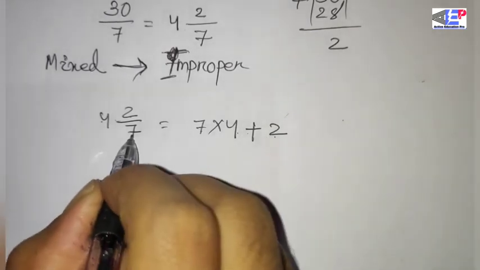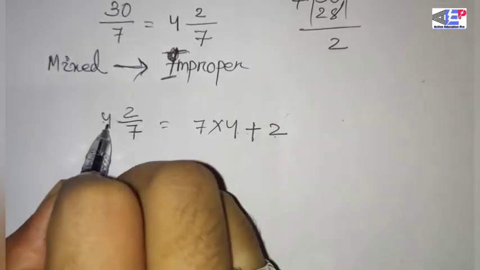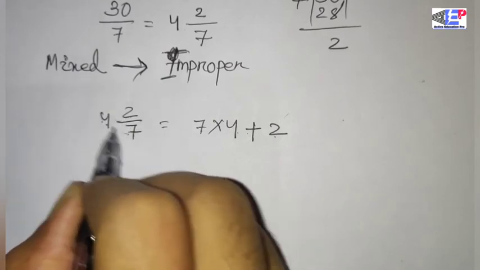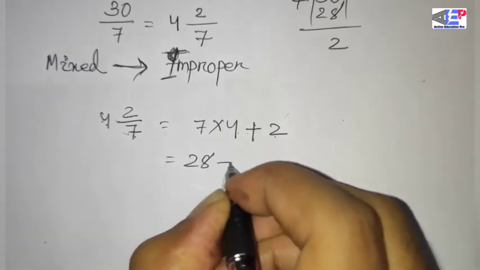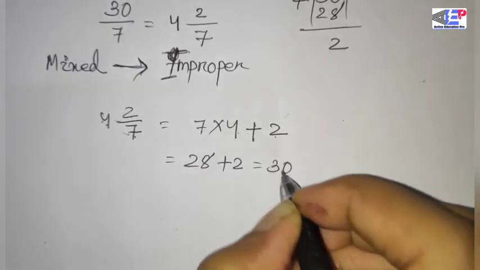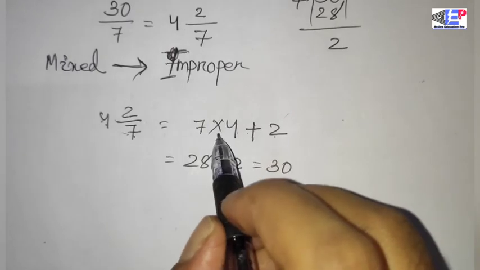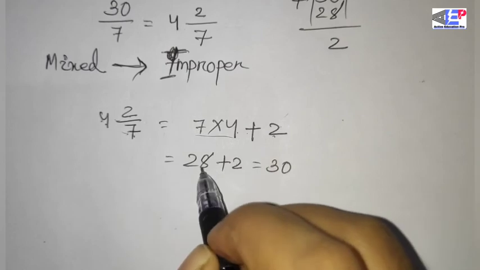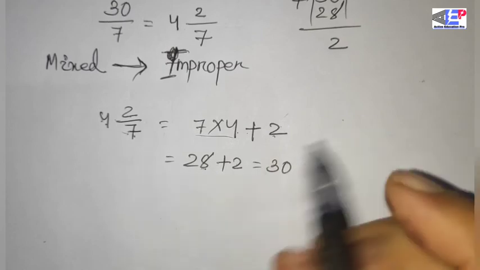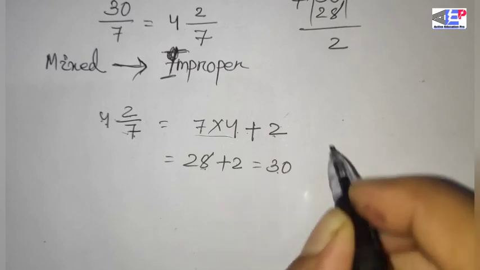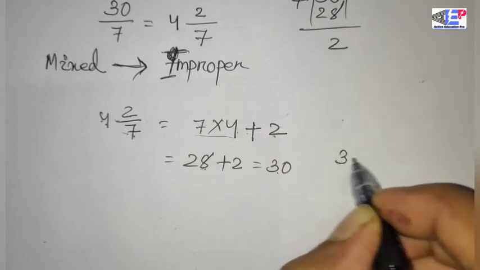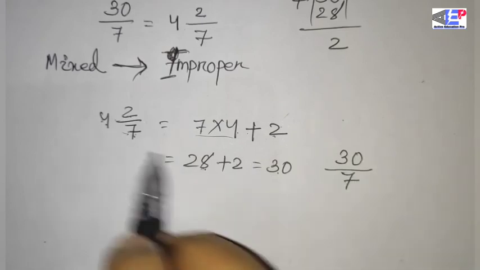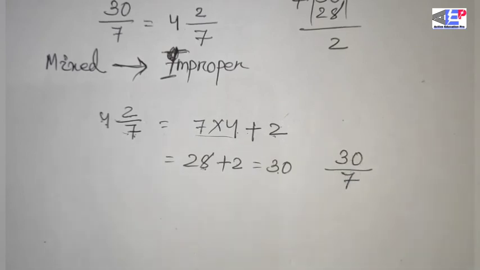Again I repeat it. Multiply the denominator with the whole number part and then add the 2 to this multiplication result. This is 28 plus 2 is equal to 30. As per the BODMAS method, first we have to solve the multiplication, then add the 2 to this product. So here 30 is the numerator, and as usual 7 is the denominator, remaining the same. It is 30/7.